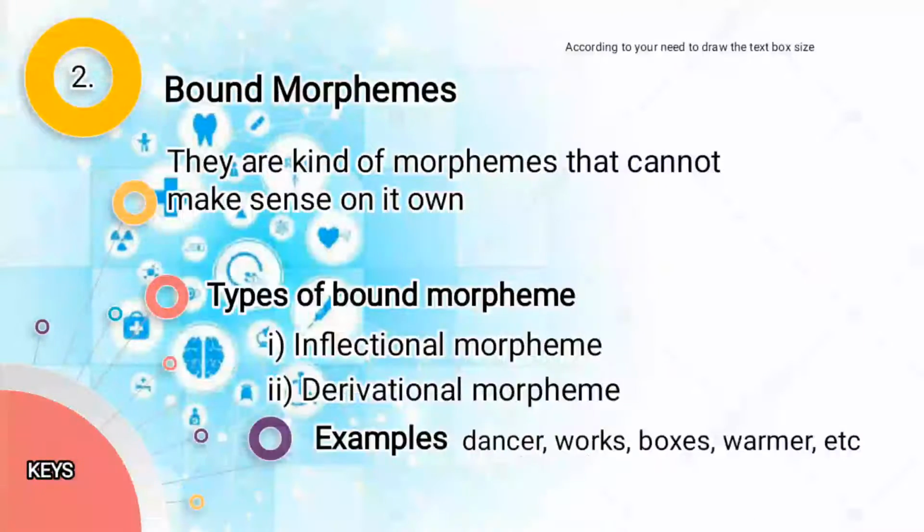We move on to bound morphemes. They are kind of morphemes that cannot make sense on its own. Types of bound morphemes. We have inflectional morphemes, we have derivational morphemes. Example, we have dance, we have works, we have bosses, we have woman, etc.